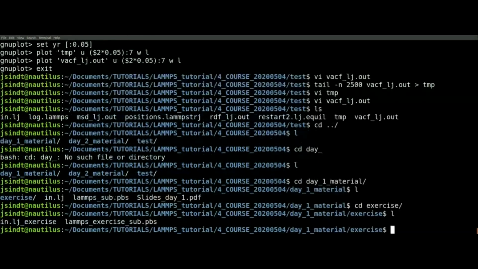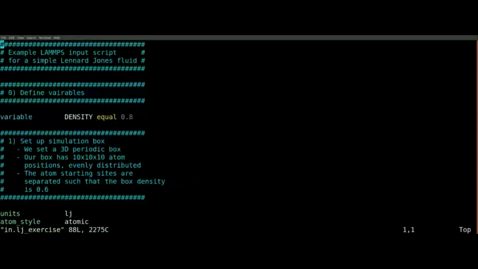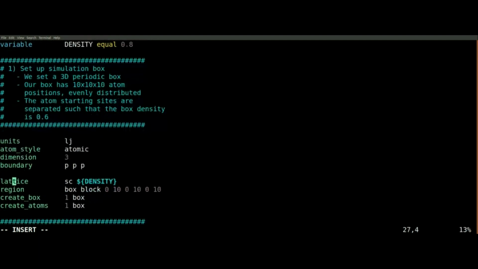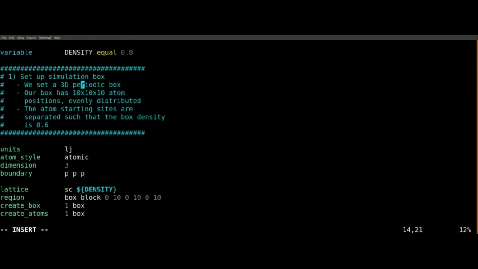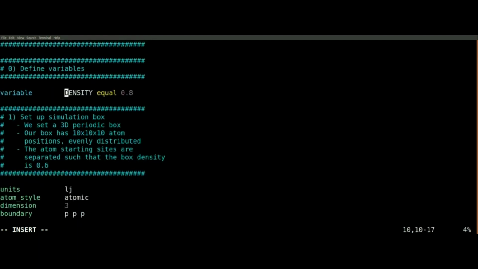There's a directory called exercise, and in exercise, there's another input file, and the input file is exactly the same as the one we had before, except I've misspelled something. Except for instead of setting the density in the lattice region, I named a variable. Essentially, this is another LAMMPS command where I can set a variable as being something. In this case, I have set a variable called density, and density now takes the value 0.8.